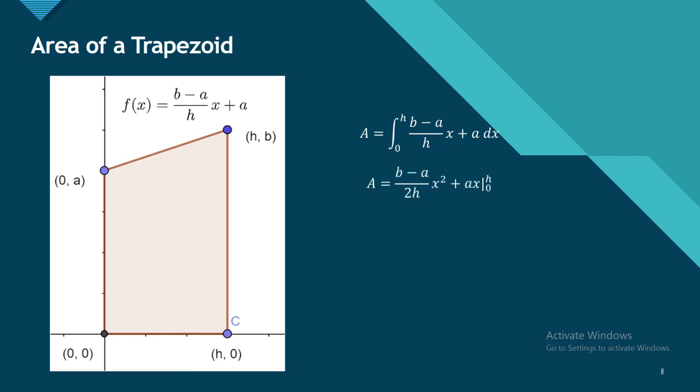The area is equal to b minus a over 2h times x squared plus a times x, evaluated from 0 to h. We will simplify it, combine similar terms, and this is what we will get. The area of the trapezoid is equal to 1/2 times a plus b, the sum of the bases, times the height.